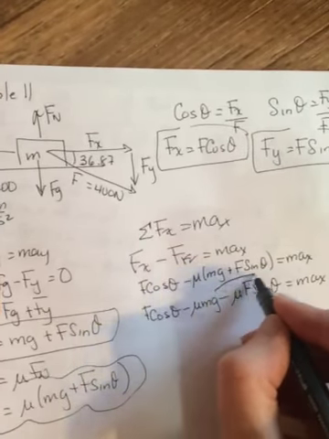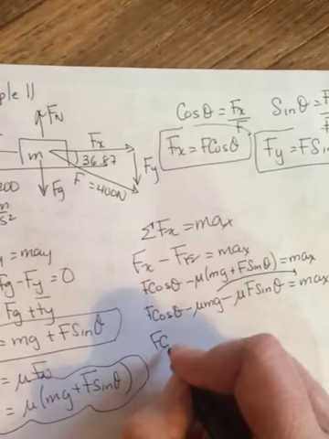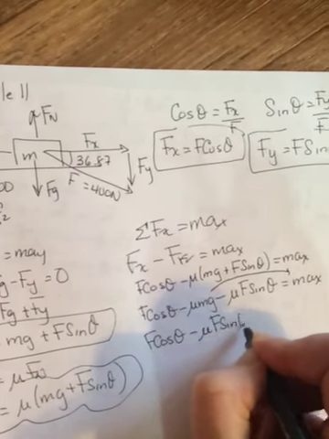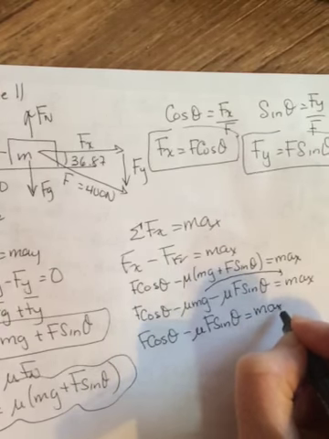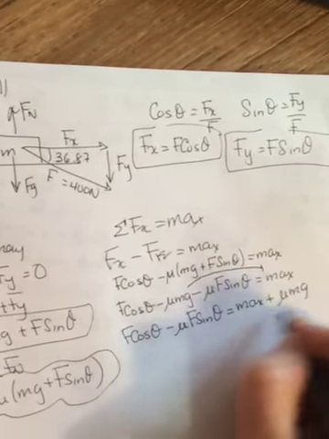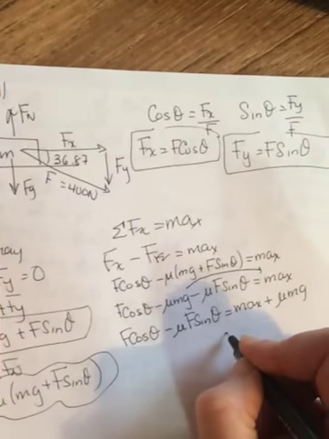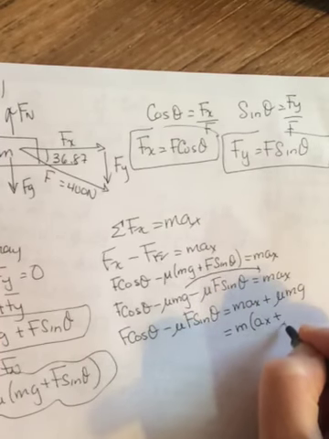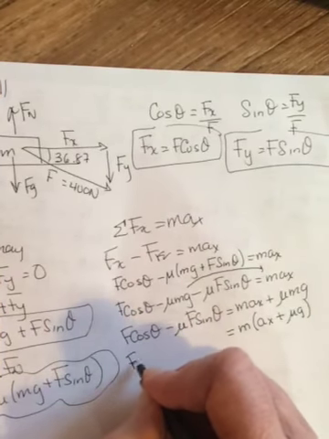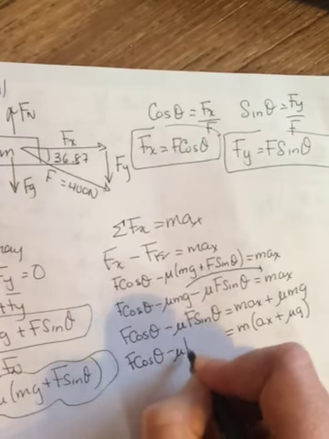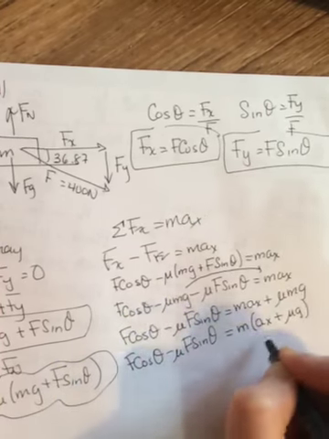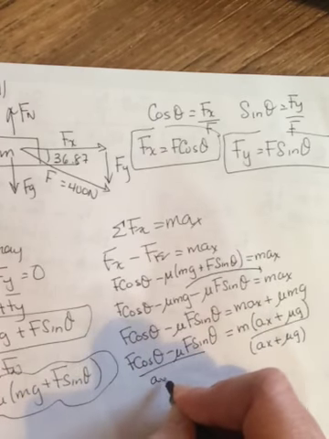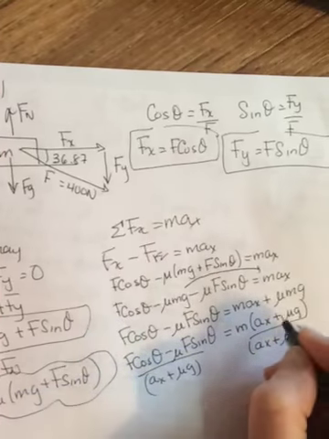Okay? So take this m over here. So you'll have this m term with m in it, F cos theta minus mu F sine theta is equal to max plus mu mg. And then on this right-hand side, factor out the m. So m brackets ax plus, you're left with mu g in that term. This side is still F cos theta minus mu F sine theta. Now to get the m by itself, divide both sides by ax plus mu g. Okay, and now you can fill your numbers in.